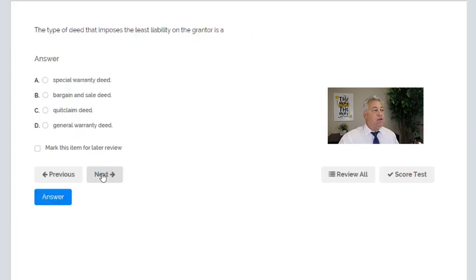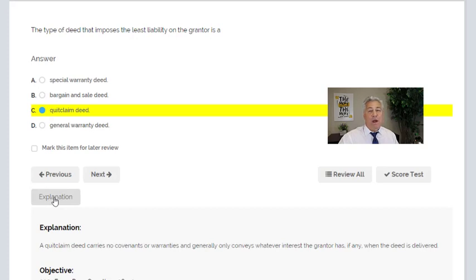Okay, let's move on. Our next question is going to be: the type of deed that imposes the least liability on the grantor, the seller, is. The type of deed that imposes the least liability on the seller is A, special warranty deed, B, a bargain and sale deed, C, a quitclaim deed, or D, a general warranty deed. I'll give you a few seconds to answer, because the answer is a quitclaim deed.